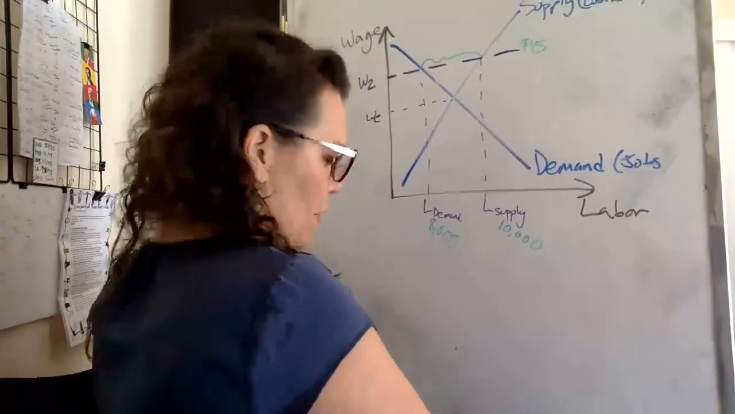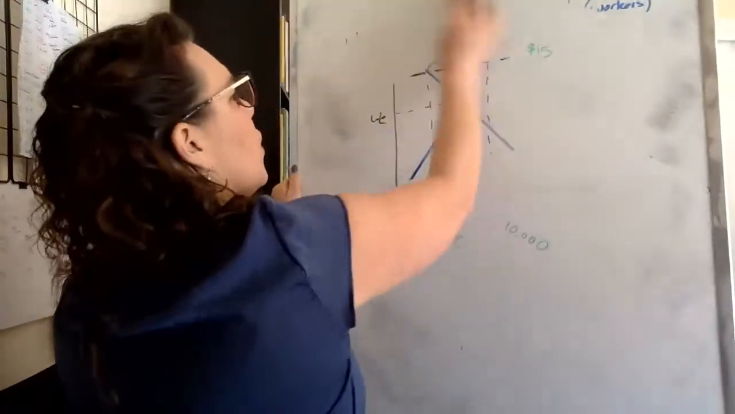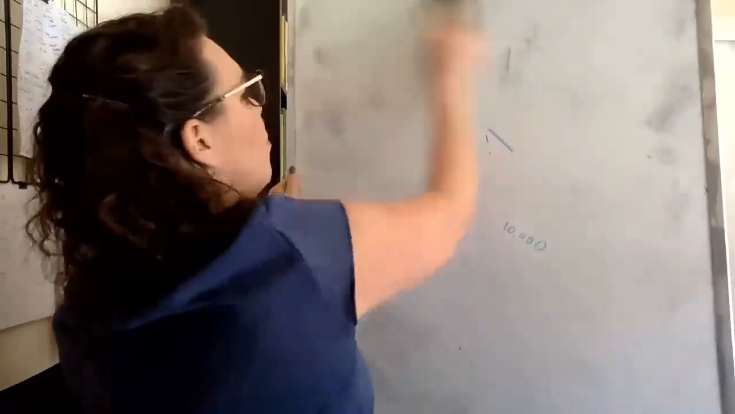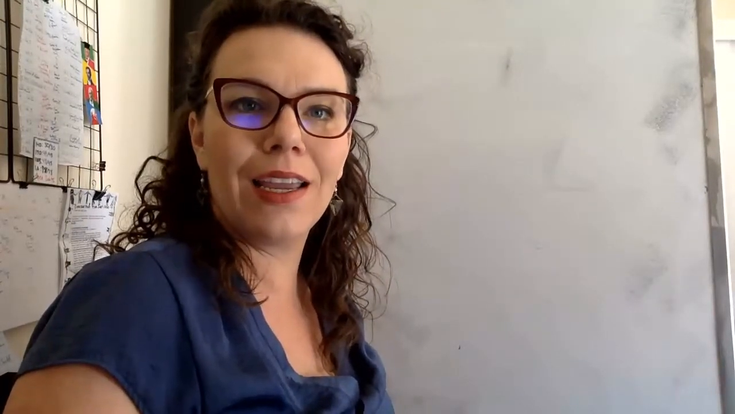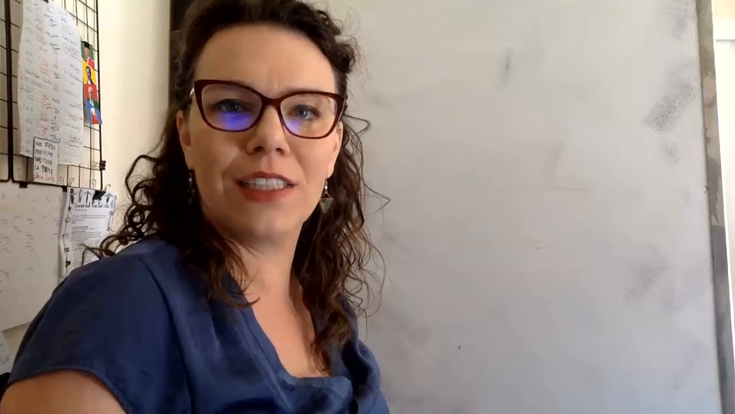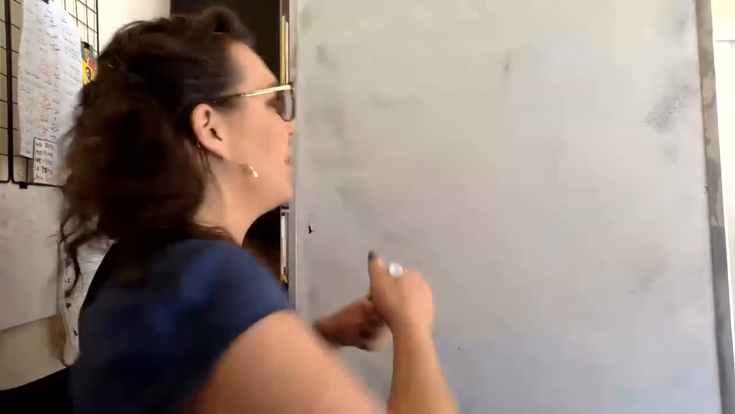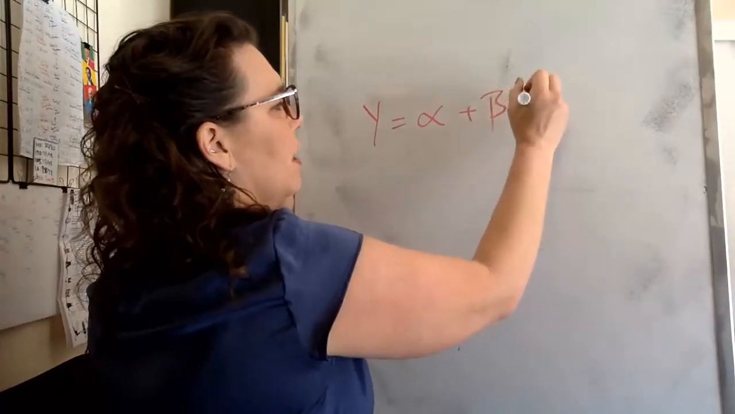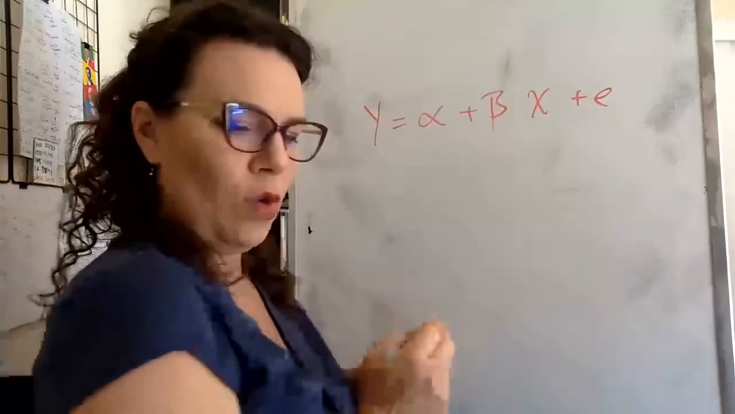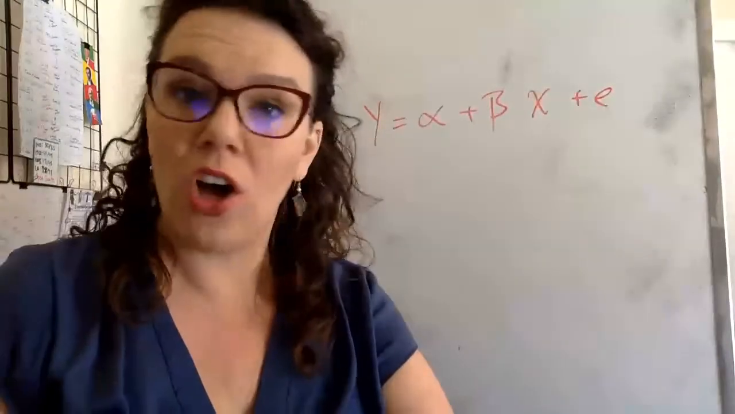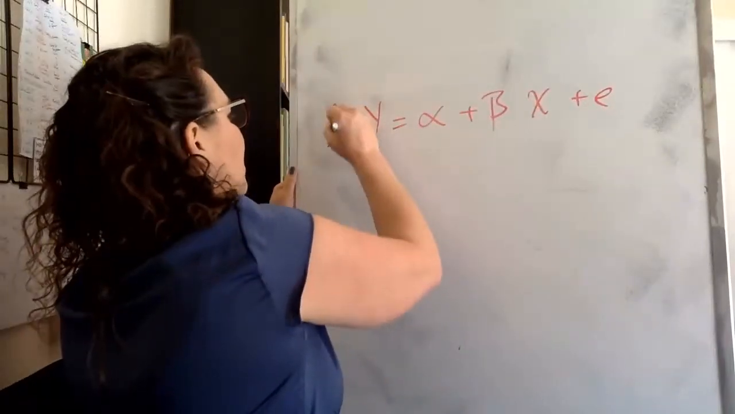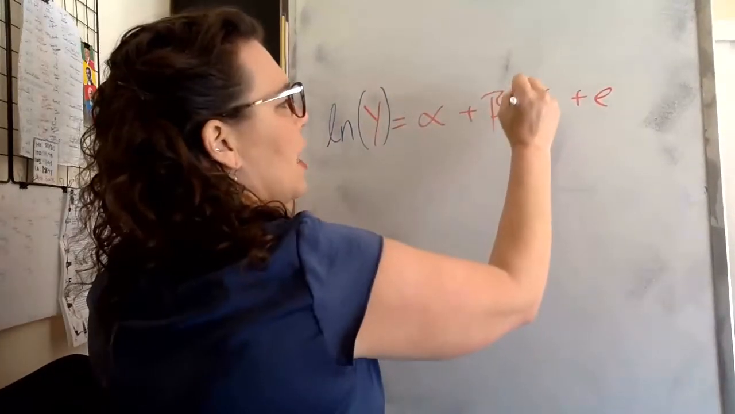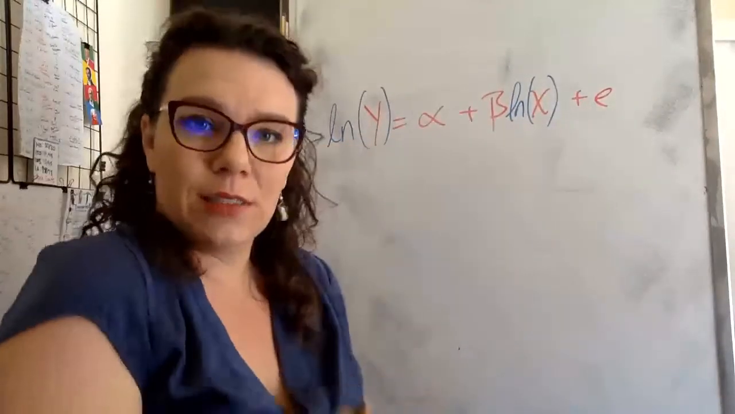But what you want to remember is that what we're talking about here is going through and taking the log of both sides of the equation. If I've got my regression equation where I've got y equals alpha plus beta x plus e, what we're talking about is taking the log, or commonly just the natural log, of y and the natural log of x. And that's just a simple data transformation.